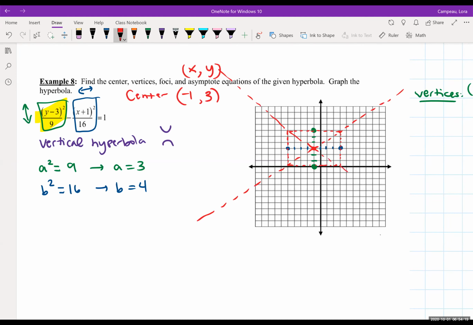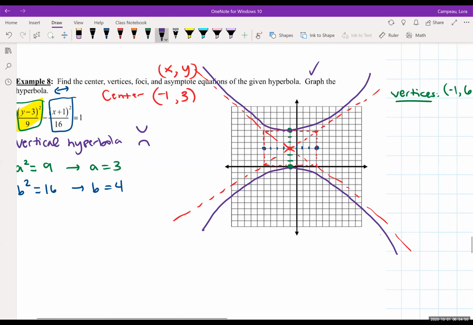You notice I kind of use a different color than I plan to use with my graph. So at this point, we're almost there. All you have to do is graph your branches of your hyperbola. And remember, because it's a vertical hyperbola, your branches will be opening upwards and downwards, which is why we're drawing them in this orientation. So the graph is good to go.